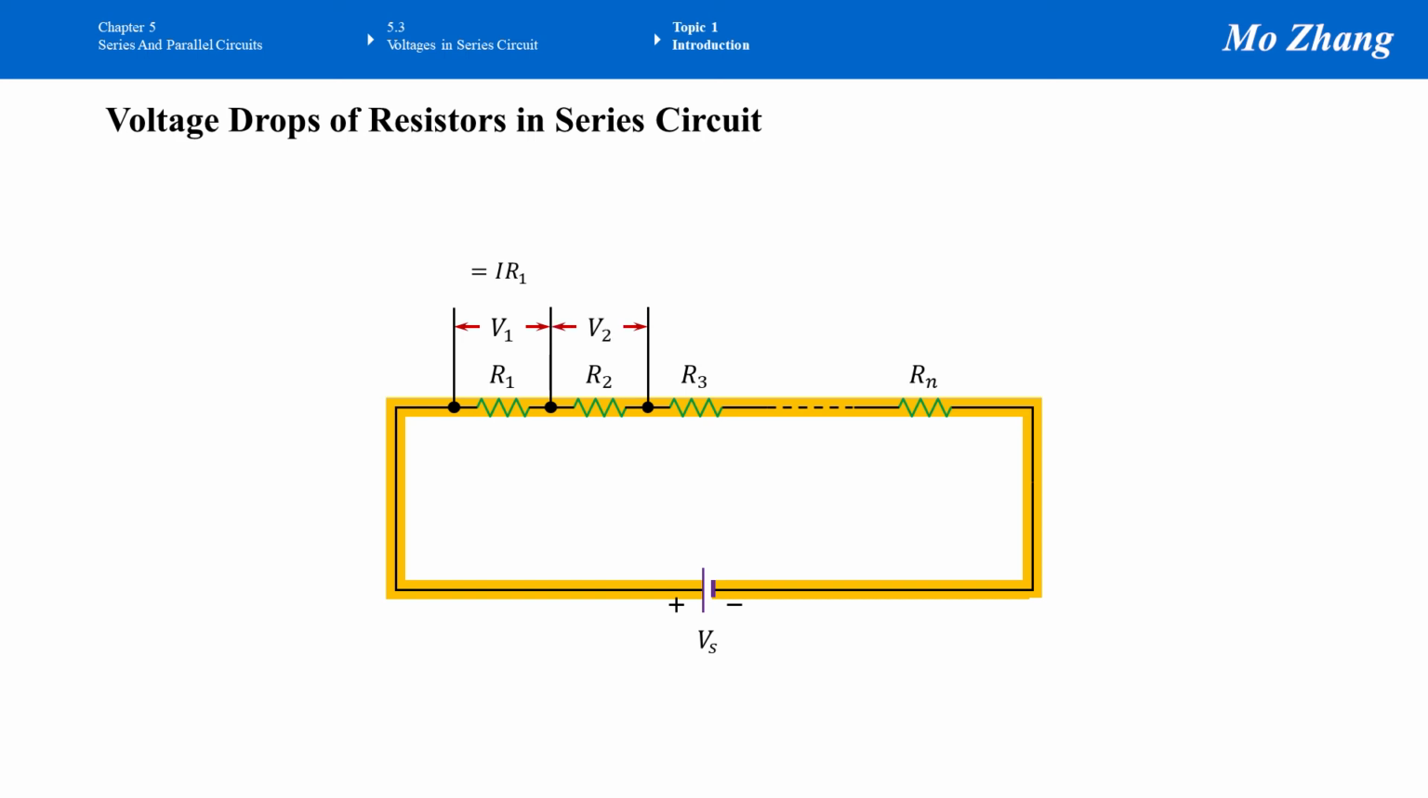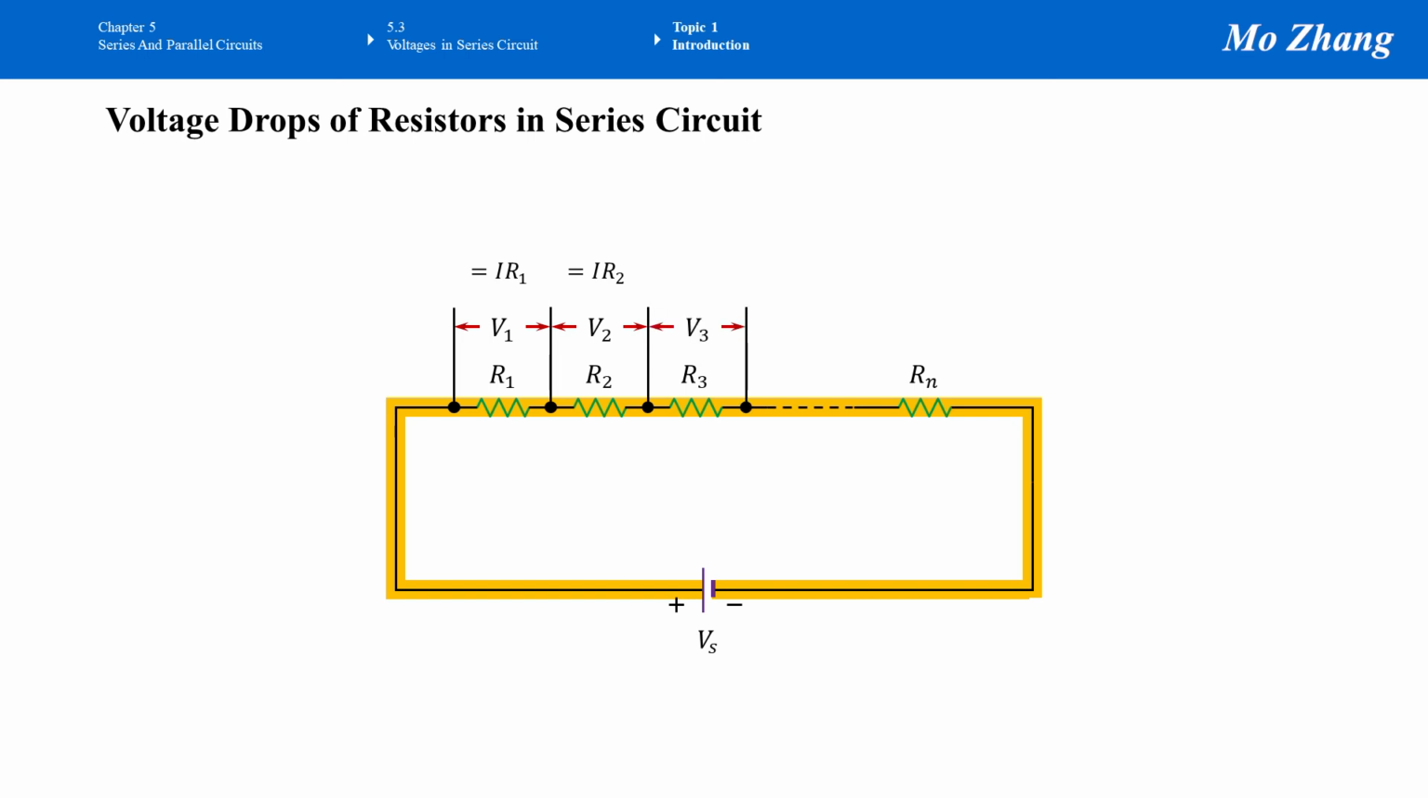How about the voltage drop on R2? Let's call it V2. We apply Ohm's law again. The voltage drop here is the current I times R2. The current is still the same because, again, it's a series circuit. Current is the same anywhere along the circuit.